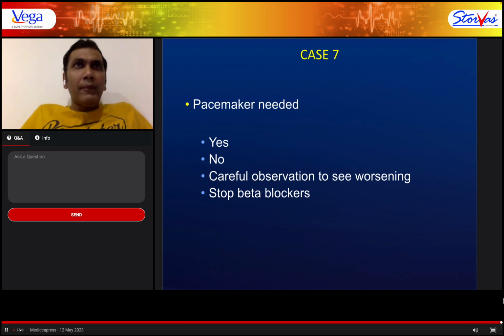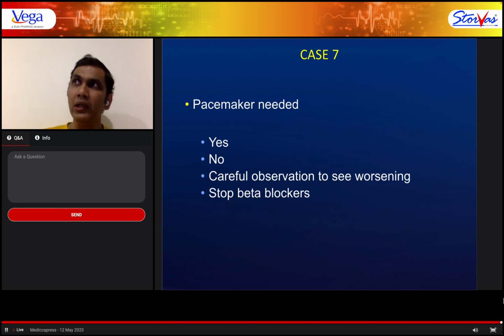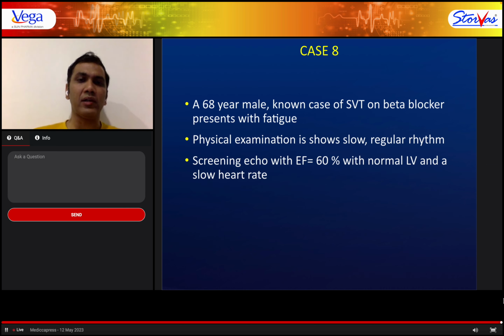So if the beta blockers are essential in such a case, then you give the patient a pacemaker. If the beta blockers are not essential, you stop the beta blockers, see for improvement. If the patient doesn't improve, give the patient a pacemaker. But if the patient improves, make sure that you tell the patient that the reserve of the AV node is poor and the patient may require a pacemaker in times to come. So a pacemaker for this patient was needed because the beta blocker was important, and so the patient should get a pacer.